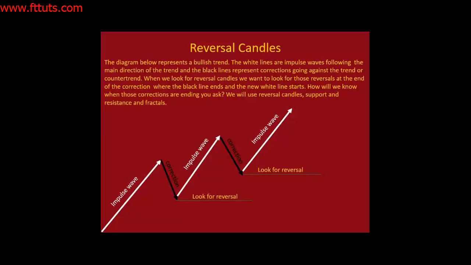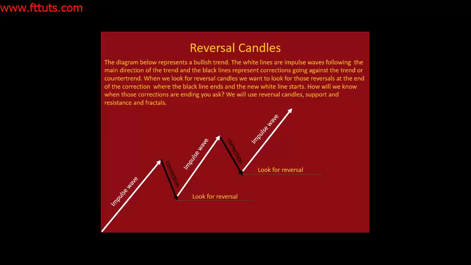Reversal candles. The diagram below represents a bullish trend. The white lines are impulse waves following the main direction of the trend, and the black lines represent corrections going against the trend, or counter-trend. When we look for reversal candles, we want to look for those reversals at the end of the correction, where the black lines end and the new white line starts.